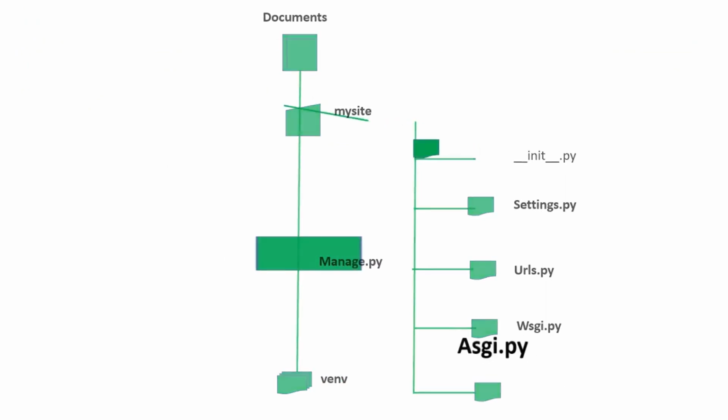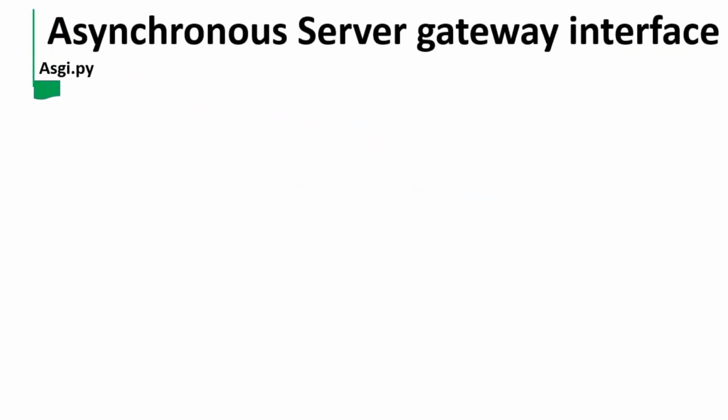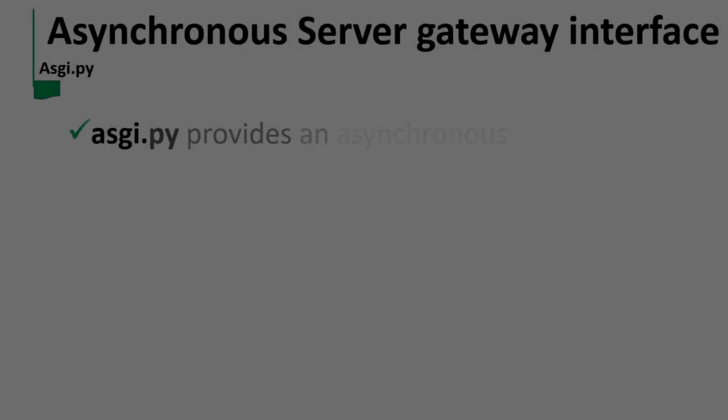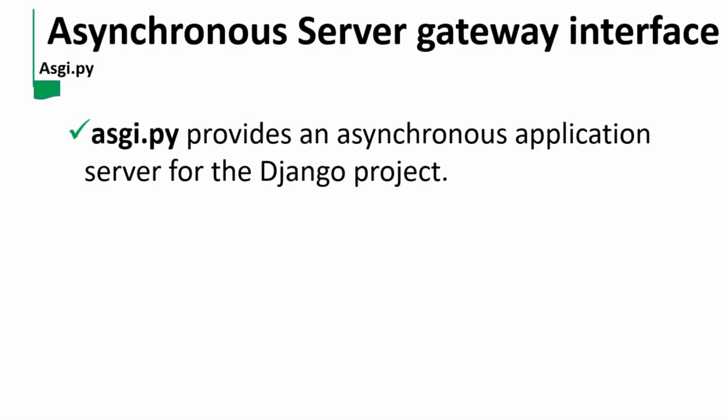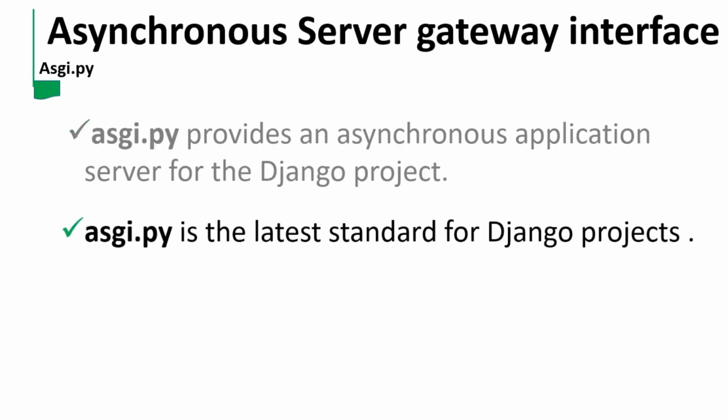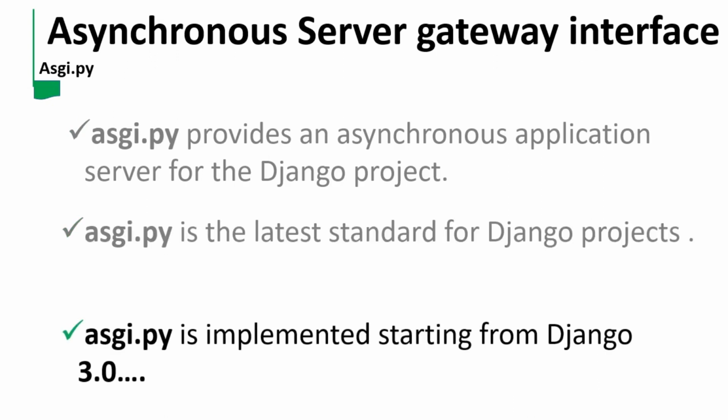And then let's take a look at the asgi. This is short for Asynchronous Server Gateway Interface. The asgi.py provides an asynchronous application server for the Django project. The asgi.py is the latest standard for Django projects. It was introduced in Django 3.0.